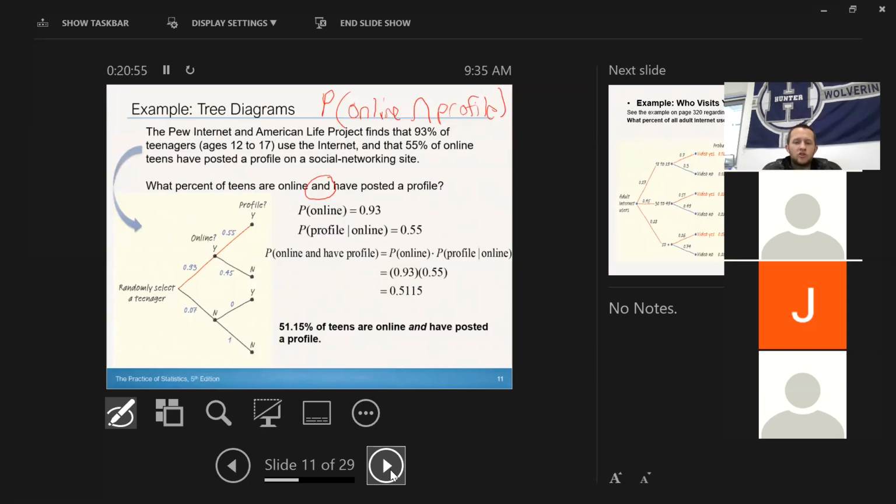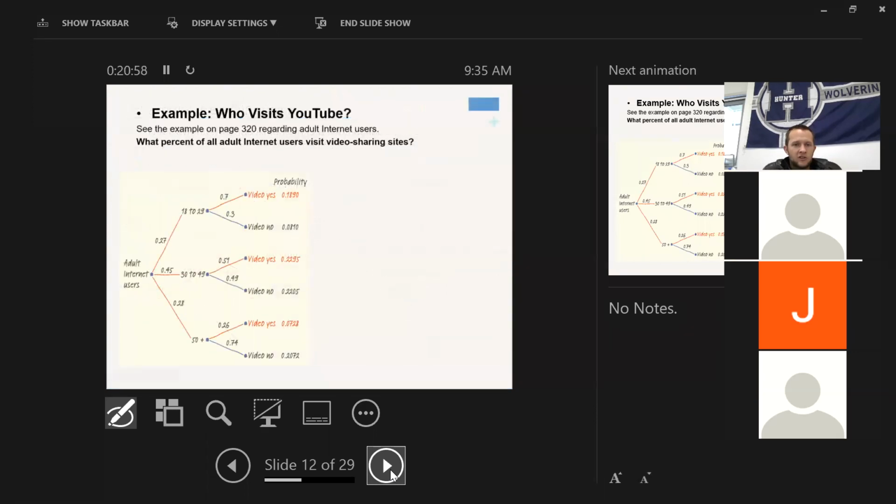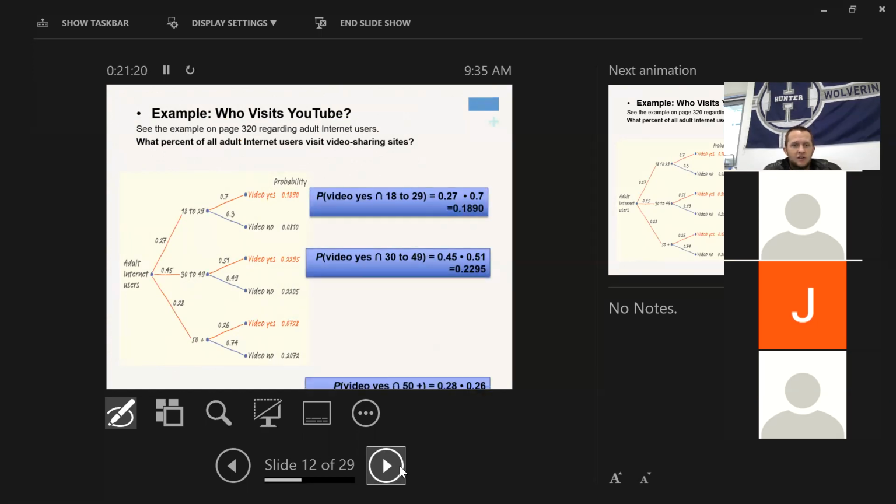Okay, let me show you just another example. When you read your book, you're going to see this one. This was talking about adult internet users, different age groups, what percent of each age group are online, and then what percent of them go to video sharing sites. And then you could use this to answer questions about, well, what's the probability of this and that? So if we're asking what's the probability that they are on videos and are in a certain age group, we're just going to be multiplying the 0.27 and the 0.7.